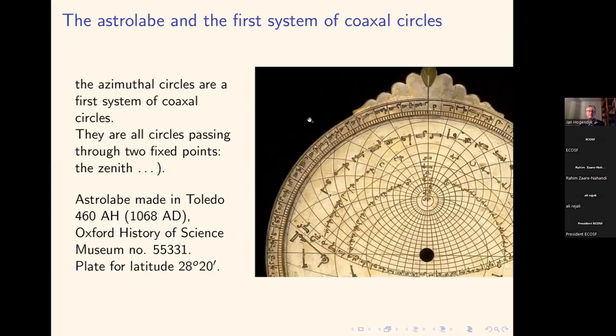And then if you look at the astrolabe, it's easy to recognize the systems of coaxial circles. For example, the azimuthal circles, that's the circles that pass through the zenith and also the nadir, the point below your feet, are of course a first system of coaxial circles, because you see they are all passing through the zenith. Here I have a picture of an astrolabe not made in Lahore but in Toledo in Andalusia. It was really an international thing, the astrolabe at that time. Again, very beautiful, but not as sophisticated as the Lahore astrolabes.